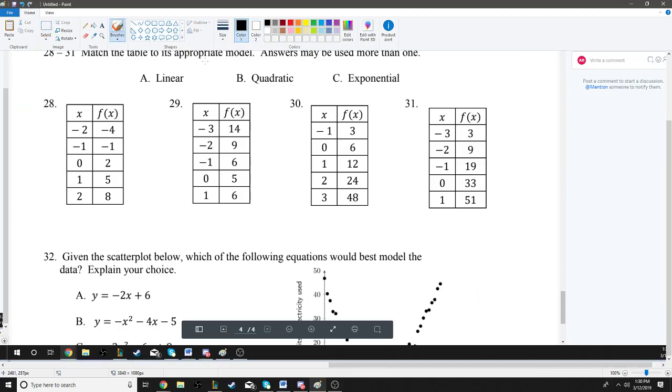All right, match the table to its appropriate model. So this has a difference of 3 plus 3 plus 3 plus 3. This answer is A.